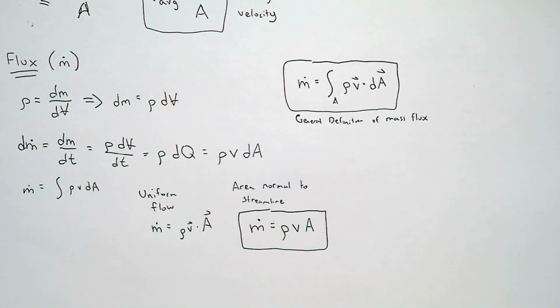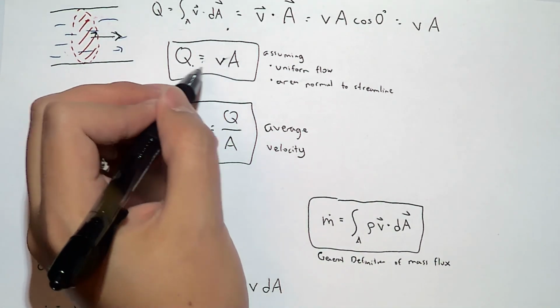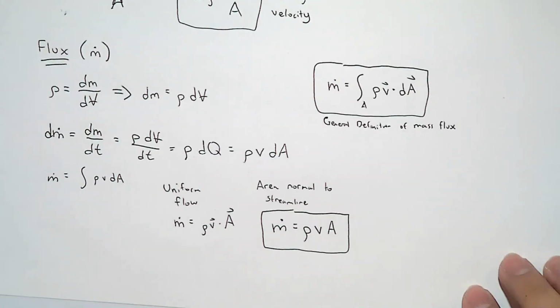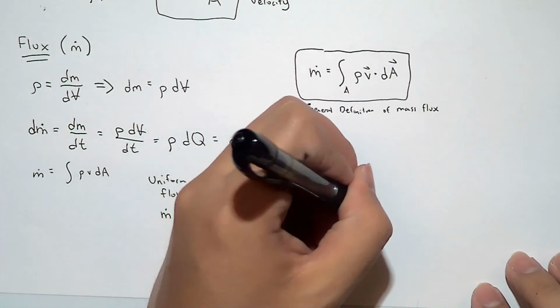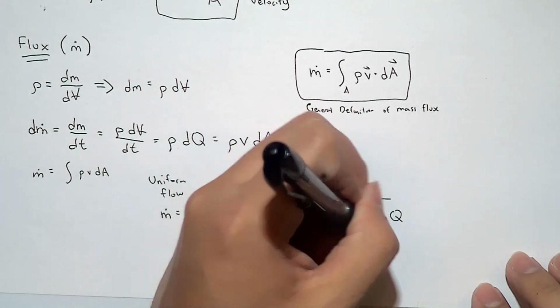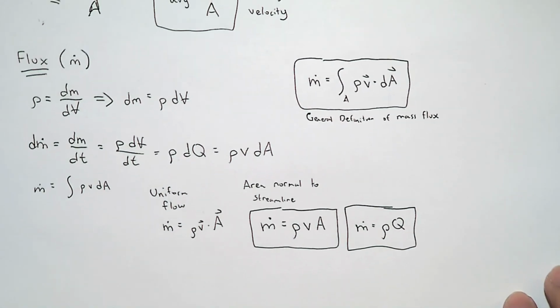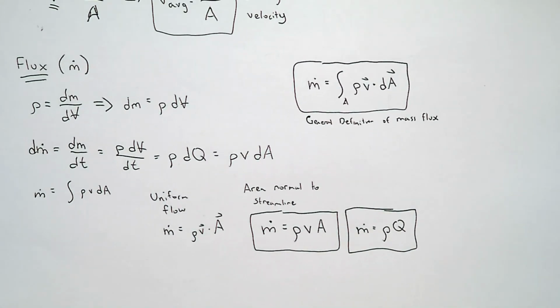And here, what we have is a very general simplification for mass flux. If we look, Q, flow rate, equals V times A. So this is also equal to simply density times flow rate. So we have three definitions for mass flux. And again, you will choose to use whichever one is easiest for you given the data that you have available.